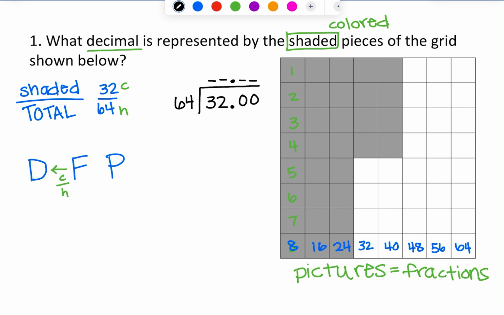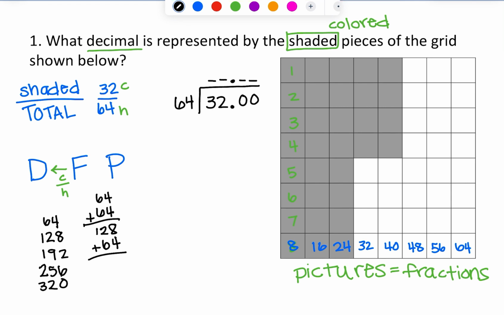In this situation, I don't know my 64s, so I need to make my list. I have 64, and then I could go to the side and I could start adding up. 64 and 64 gives me 128. And then you could just keep adding, but I saved us a little time, so I already know our list. After that, I get 192, 256, and 320.